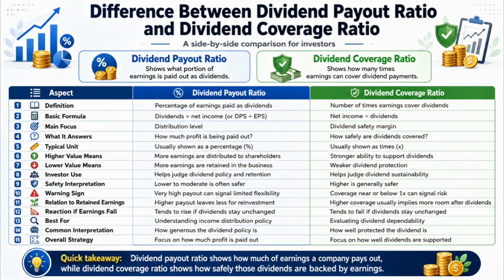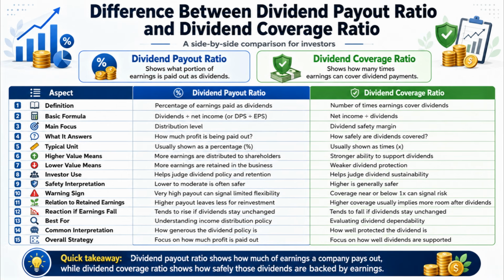Number 7. A lower dividend payout ratio means more earnings are retained in the business, whereas a lower dividend coverage ratio means weaker dividend protection. Number 8. Dividend payout ratio helps investors judge dividend policy and profit retention, whereas dividend coverage ratio helps investors judge dividend sustainability. Number 9. For dividend payout ratio, a lower to moderate level is often considered safer, whereas for dividend coverage ratio, a higher value is generally considered safer.